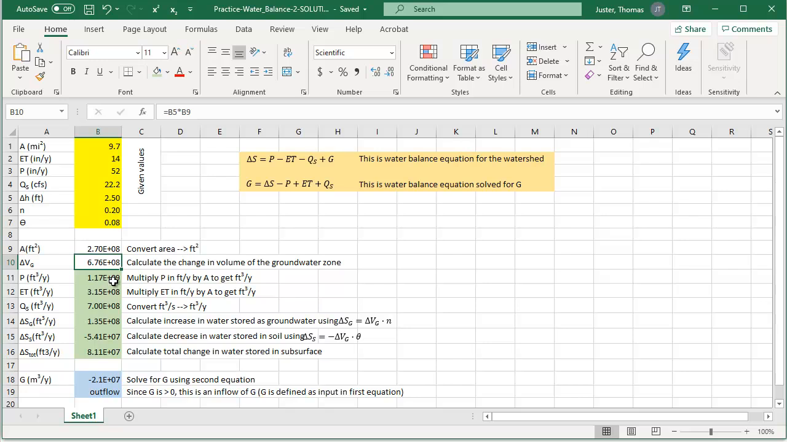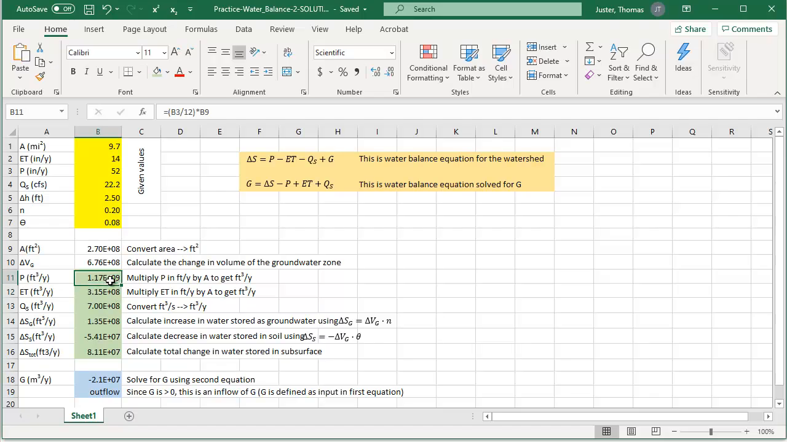Moving on then, these are sort of similar steps. To calculate the additions of water by precipitation, I take the precipitation rate in feet per year. So I have to obviously convert these inches per year, 52 inches per year, into feet per year, and then multiply by the area of the watershed, and I get 1.17 billion cubic feet per year. The same process is used to convert the evapotranspiration rate in inches per year to feet per year, then multiply by the area of the watershed to get the evapotranspiration flux in cubic feet per year.